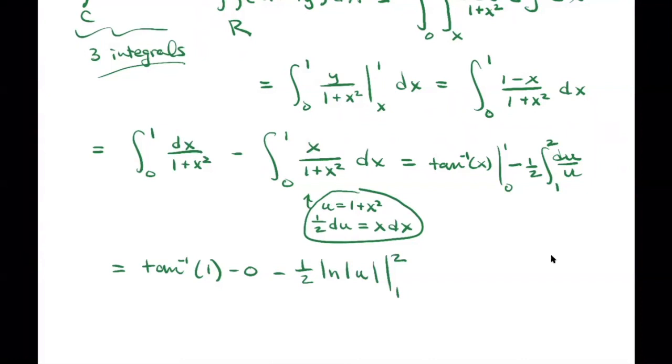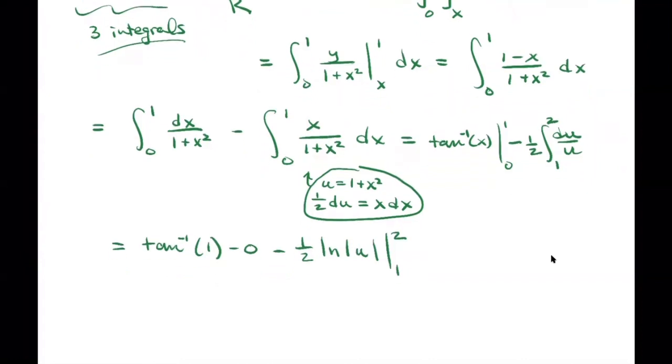Okay, what's tan inverse of 1? Anybody? I'm going to make you answer this time. I'm going to say a little prayer that somebody answers. Ah, pi over 4. That makes me happy. Thank you. Pi over 4. You can have a minus 1/2 natural log of 2.